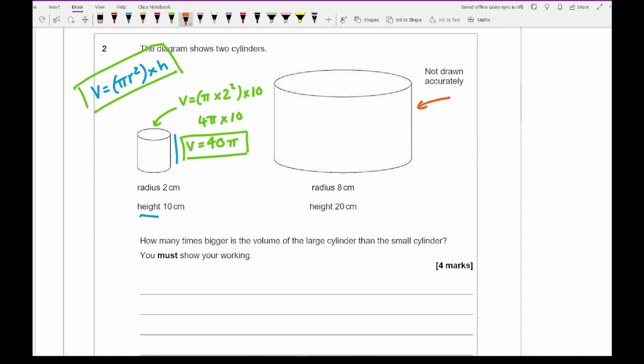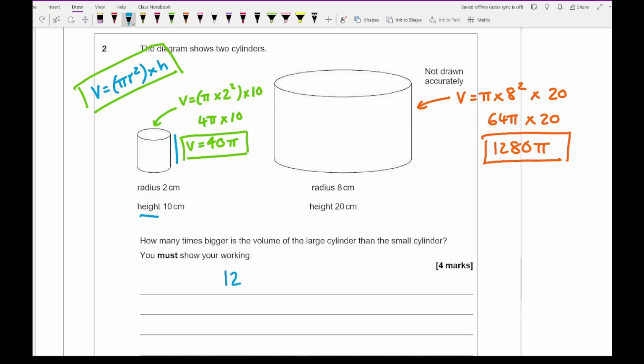So then from this one, using the same formula, I've got V equals pi times 8 squared times 20. So that's going to be 64 pi times 20, and 20 times 64 gives you an answer of 1280 pi. So then to work out how many times bigger it's going to be, all I need to do is 1280 pi divided by 40 pi. Well, I don't need the pi's because they cancel out. I don't need the 0 because they've both got it. So it's going to be 128 divided by 4, which gives me an answer of 32.